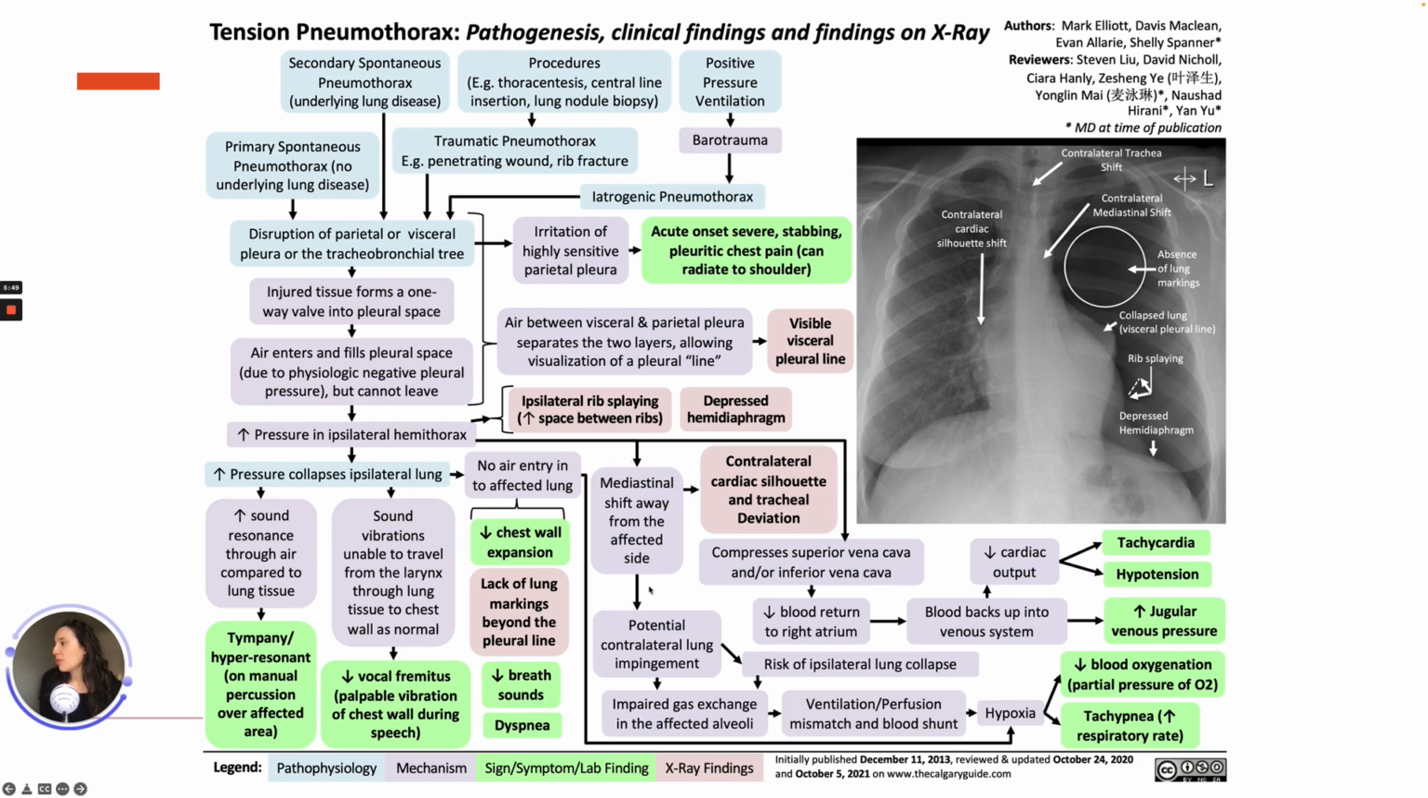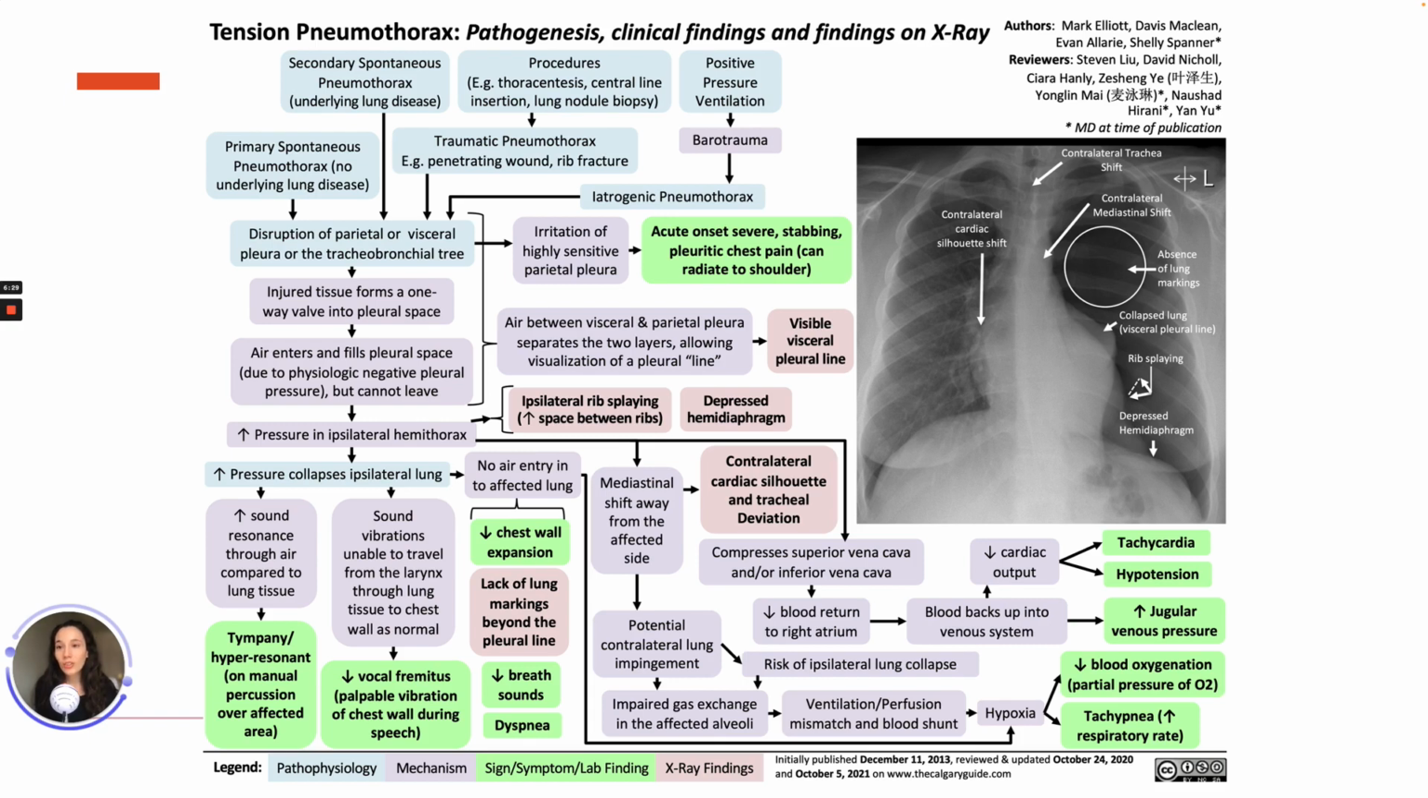We can also see, if we follow all these different mechanisms, increased pressure in the ipsilateral hemithorax is going to lead to a medial sternal shift from the affected side, which is going to lead to potential contralateral lung impingement, which is going to lead to impaired gas exchange in the affected alveoli, which is going to have ventilation and perfusion problems, and is going to lead to hypoxia, which is going to lead to decreased blood oxygen level, tachypnea, and increased respiratory rate.